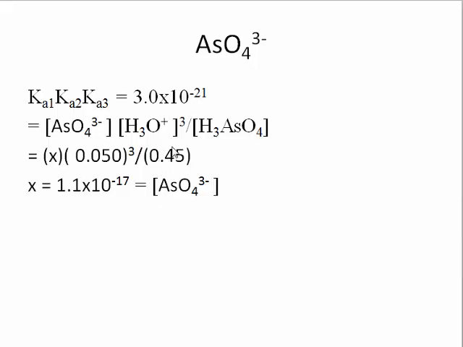Sorry, that concentration would be 0.45, 0.5 minus 0.05 for the concentration of neutral acid. Oh, and I had to correct an arithmetic error here. The correct answer when multiplying the three constants together is 3 times 10 to the negative 21. Solution of this expression for x gives 1.1 times 10 to the negative 17, which is the concentration of AsO4 3 minus. Now, we would have obtained the same value if we had taken the information from step 2 and inserted it into the equilibrium expression for the third dissociation.